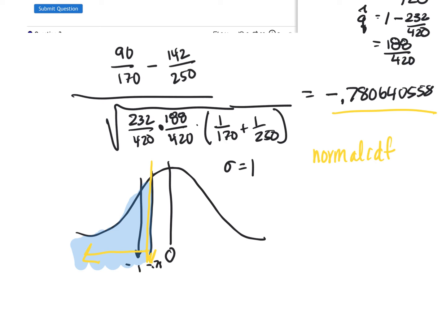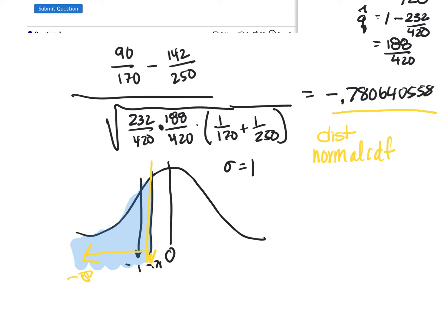And second distribution. Number 2 is normal CDF. So again, that's in the distribution. Looking for the area from negative infinity, so negative 1 times e to the 99th up to negative 0.780640558. Mean is 0, standard deviation is 1. I hit paste and enter.